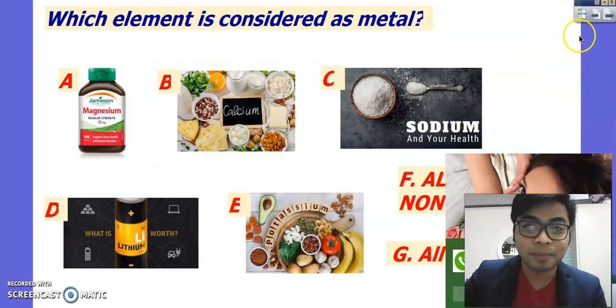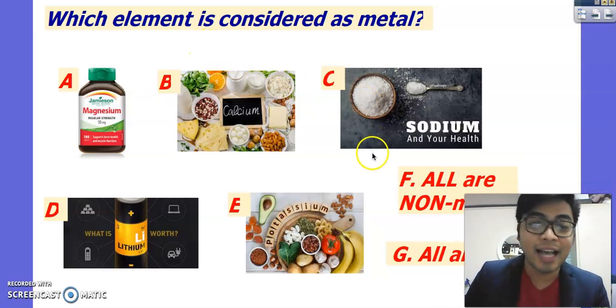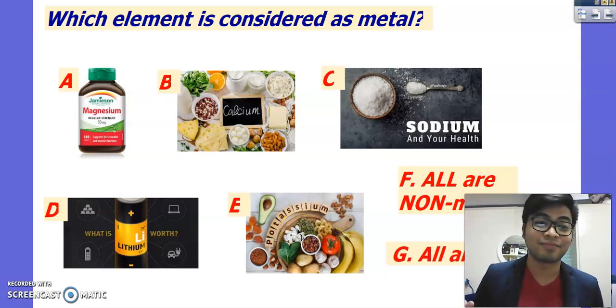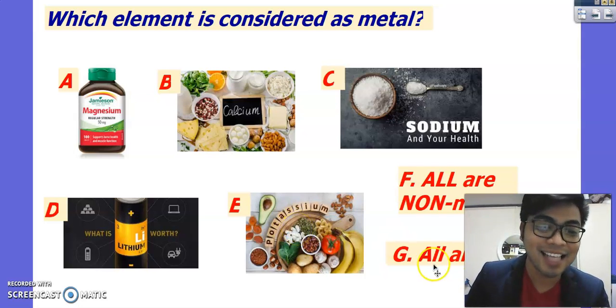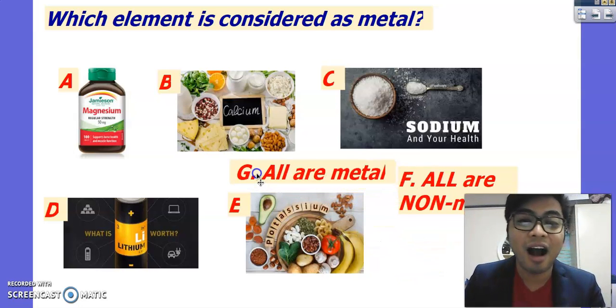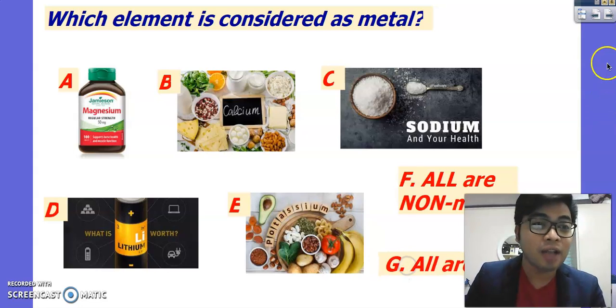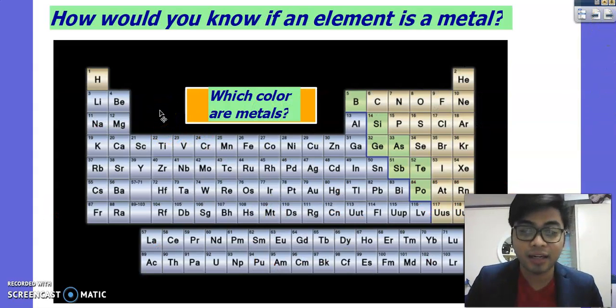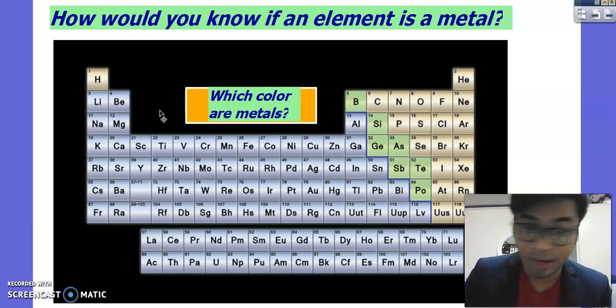Okay, which element here is considered a metal? Before we proceed, magnesium, calcium, sodium, lithium, and potassium. Which one? The correct answer here is letter G. All of these are metals. So how would we know if something is a metal? Which color are the metals here?